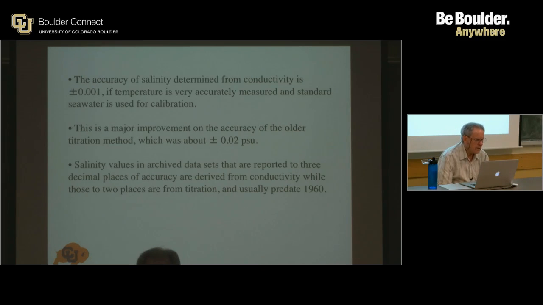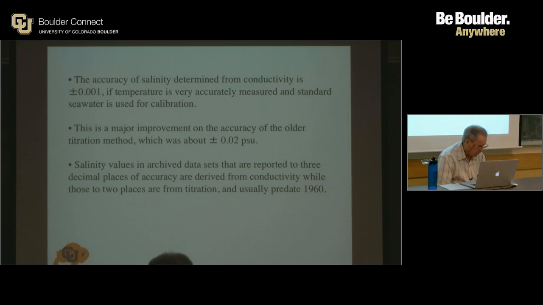So the accuracy of a salinity determined from conductivity is about 0.001 if the temperature is measured or controlled. There are two kinds of bench salinometers: one measures the temperature, and the other controls the temperature. This is a major improvement over the accuracy of the titration method, which was about 0.02. So you can see it's a pretty big increase.